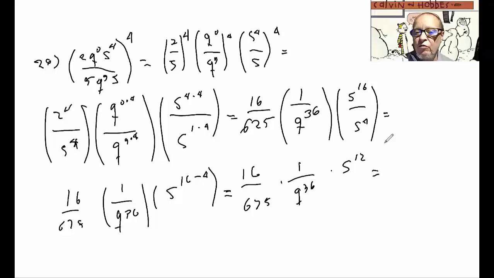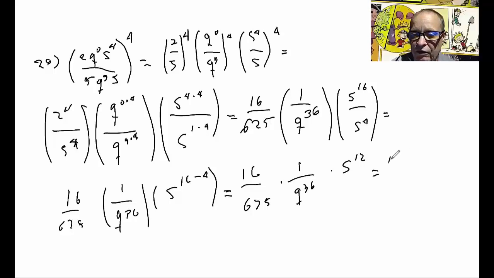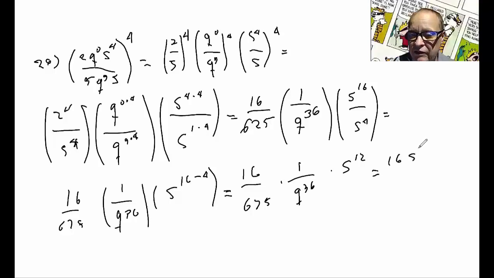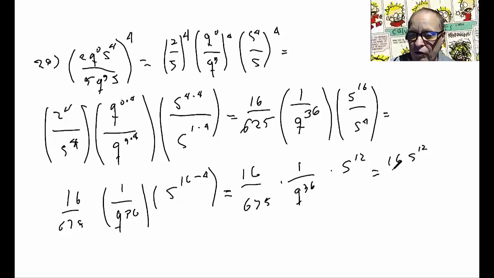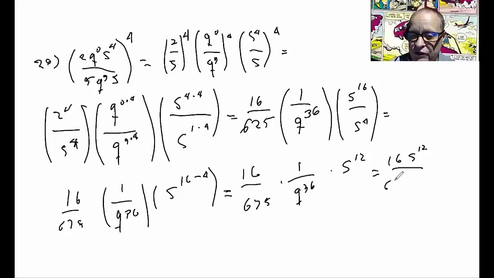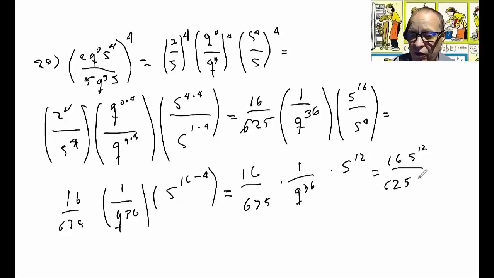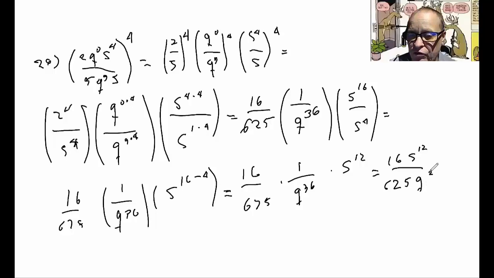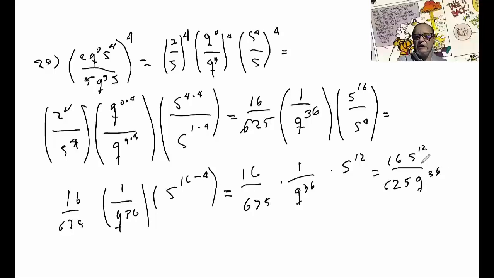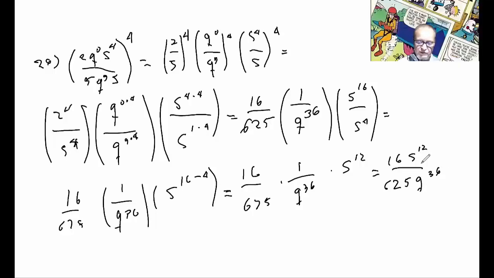And then I can rewrite it all together: 16s to the 12th all over 625 q to the 36, and then I am done.